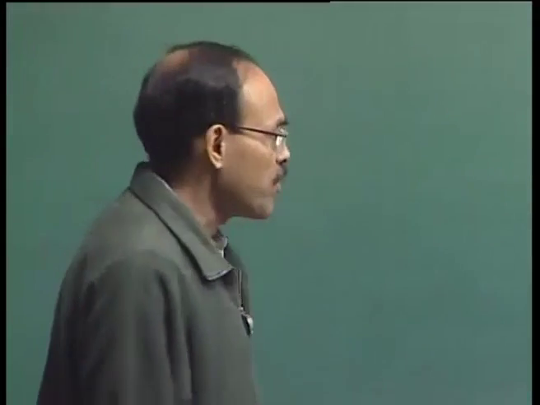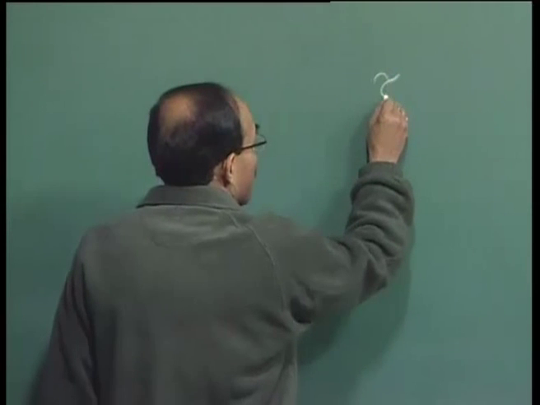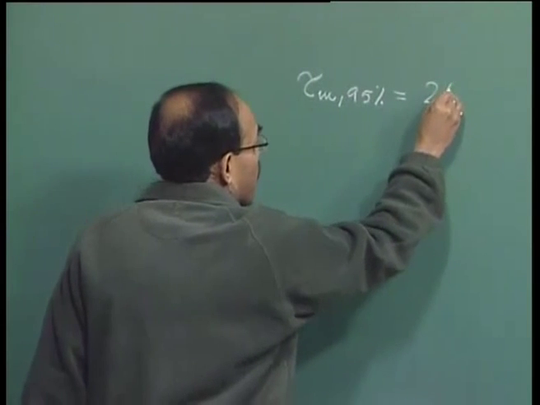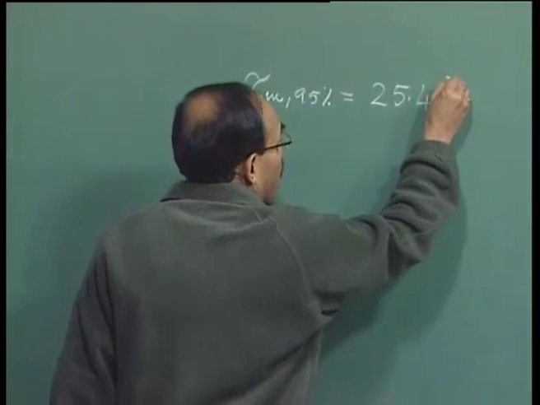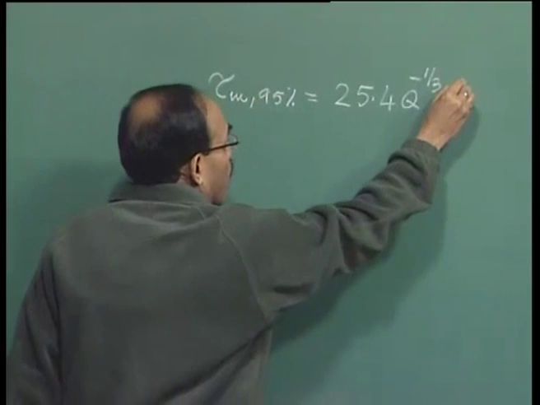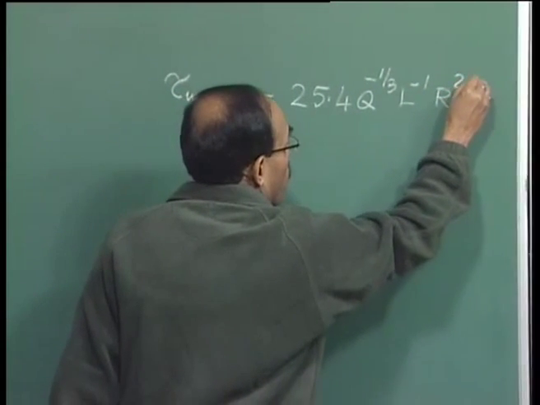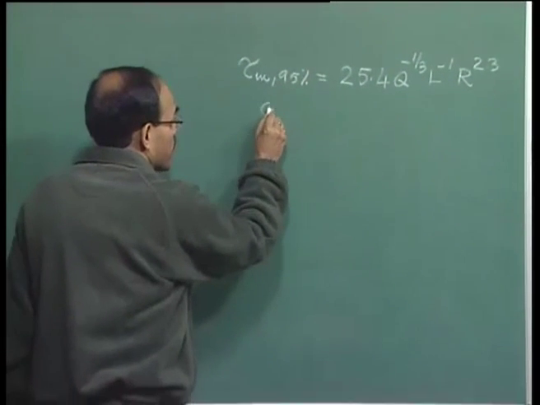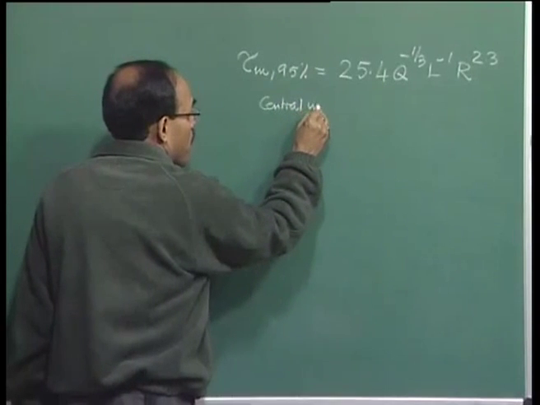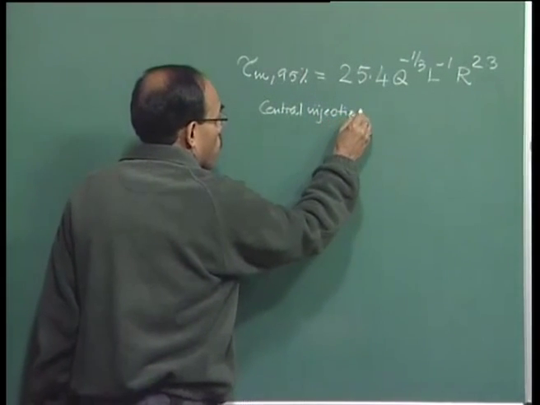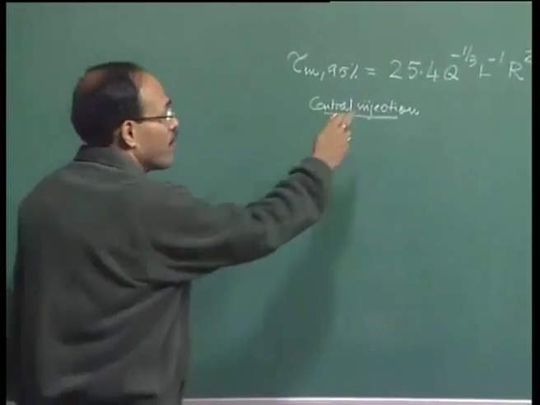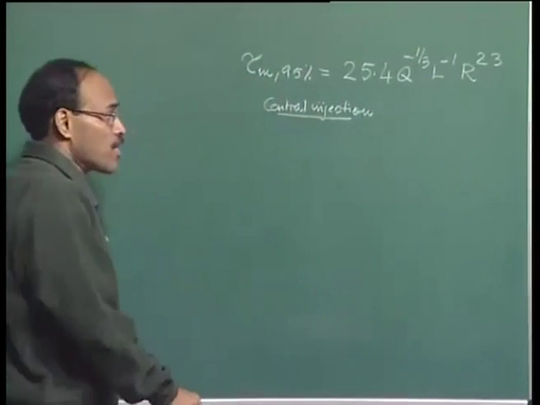So, we are talking about mixing in ladles, and I have written correlations for mixing time in terms of operating variables as shown. I said that this correlation is valid for central injection, that is the axisymmetric injection, in a gas starved ladle for a certain range of gas flow rate and a certain range of vessel aspect ratio.